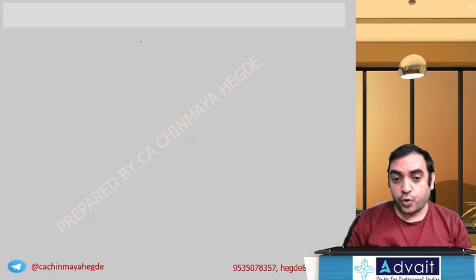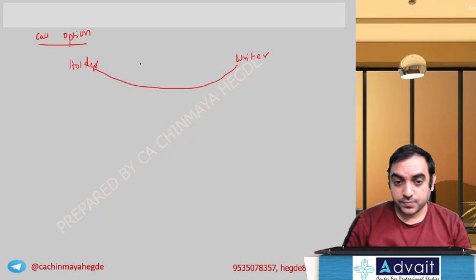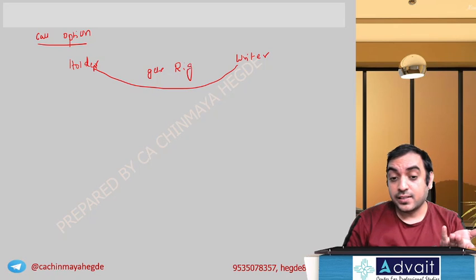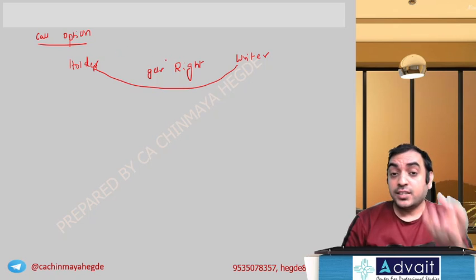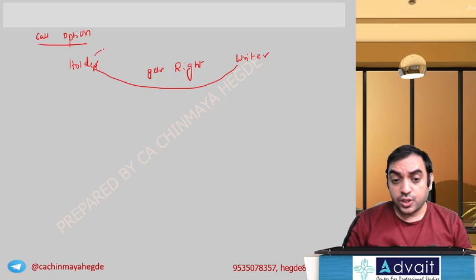Normally, in a call option, what would happen to the holder and the other position, the writer? The holder gets the right, because he can buy later. He has the choice, and the right does not come free of cost. The holder has to pay premium.